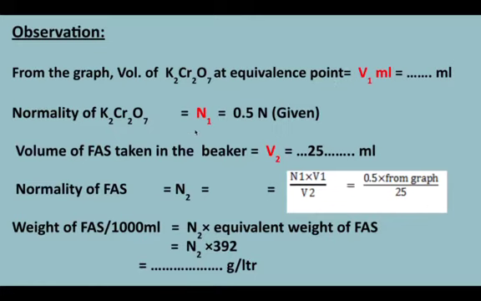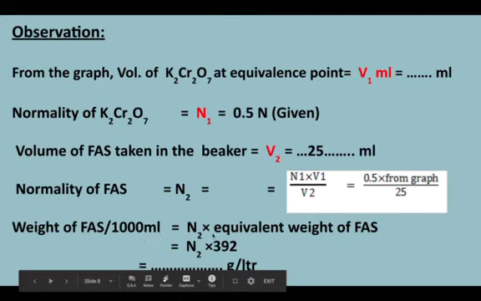Now, the normality of K2Cr2O7 is provided to you, that is 0.5 normal, because we are making use of a standard potassium dichromate solution, whose normality is known to us. Then the volume of FAS taken in the beaker is 25 ml. Now, the normality of FAS can be calculated using the equation N2 = N1V1/V2. N1 is 0.5, V1 is obtained from the graph, and V2 is 25 ml. So the weight of FAS per liter will be N2 into the equivalent weight of FAS. The equivalent weight of FAS is 392. So you will get it as so many grams per liter.